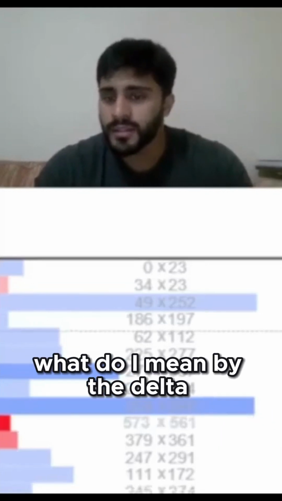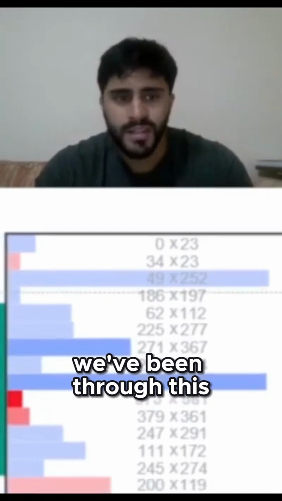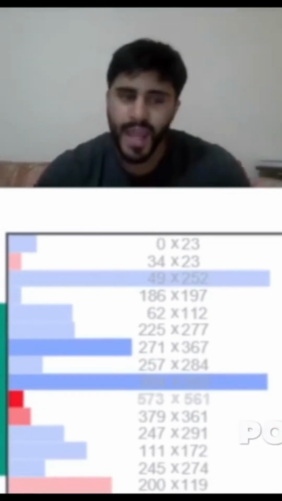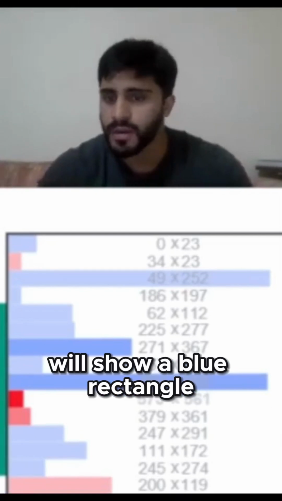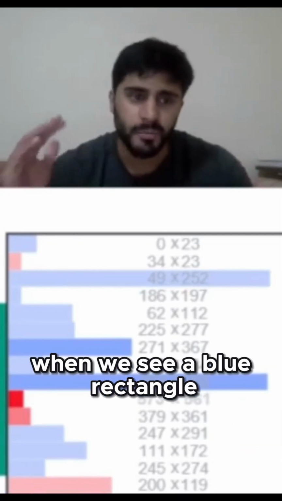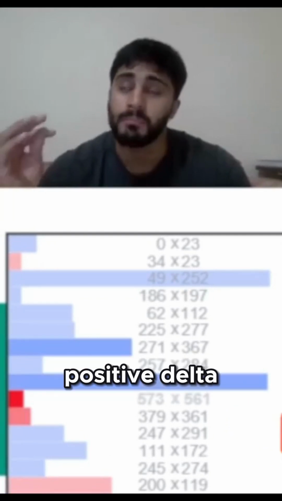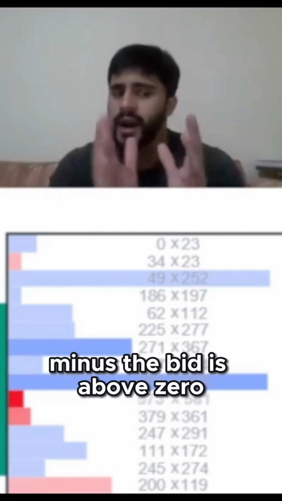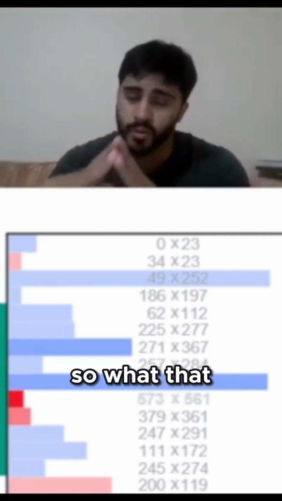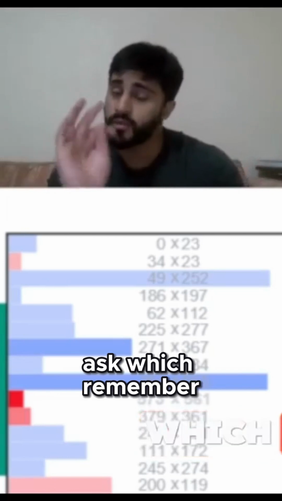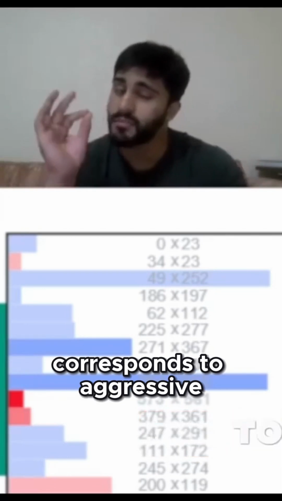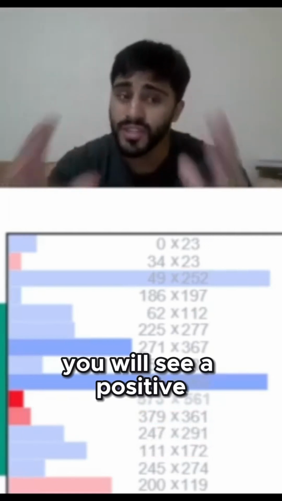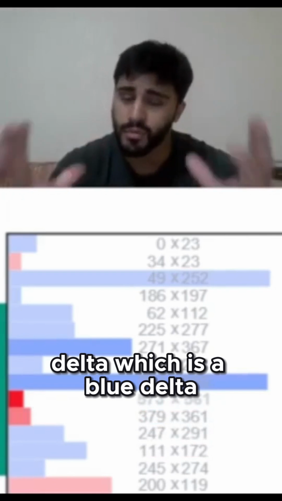So what do I mean by the delta? Let's start with the delta, right? So we've been through this in a previous session, but the delta can either be positive or negative. A positive delta will show a blue rectangle over here. So when we see a blue rectangle, that corresponds to a positive delta. And a positive delta is when the ask minus the bid is above zero. So what that really means is that the ask, which remember corresponds to aggressive buying. So when the ask is greater than the bid, you will see a positive delta, which is a blue delta.